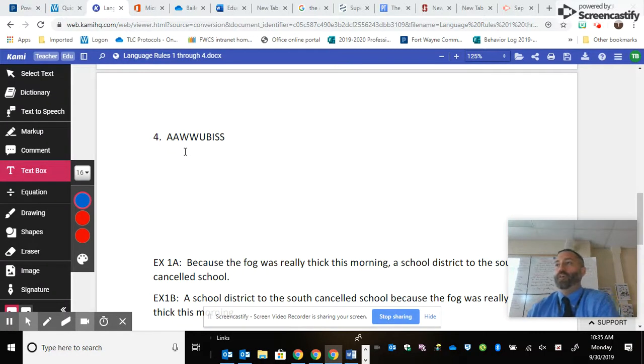Okay, so we are about to embark on a rule that requires an exercise in logic and reasoning, and we're also going to be breaking some rules that some of your teachers have taught you. The Awabis rule, this is about commas and when and if you have to use them, because sometimes you use them and sometimes you don't.